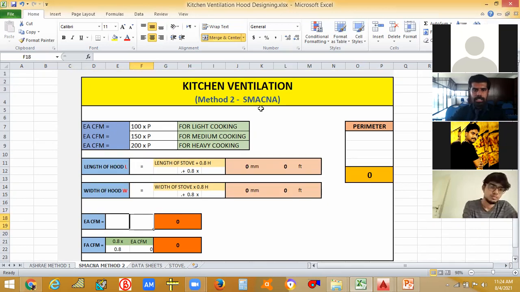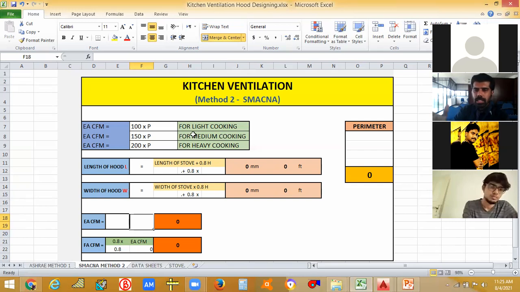This is your Excel sheet through which you can find the length and width of the kitchen hood here. And you can find out how much CFM, or how much air has to be exhausted out. These are the both things that you will be able to know. And you can know that for a light cooking, 100 into perimeter is the CFM. For a medium cooking, you can give 150 into perimeter. For a heavy cooking, you can give 200 into perimeter.